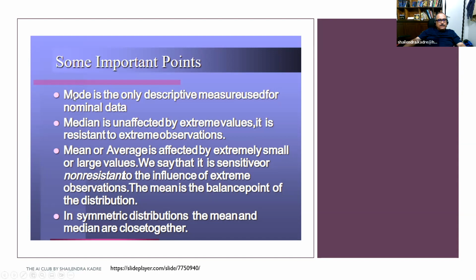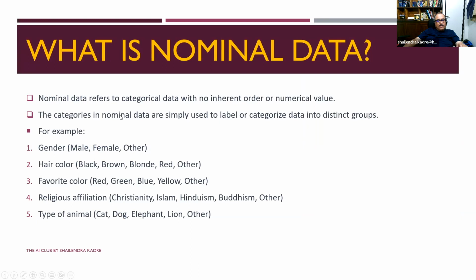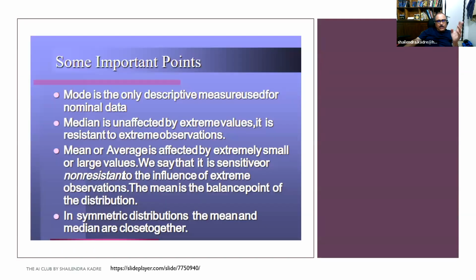Some important points. Mode is the only descriptive measure for nominal data. For this kind of nominal data, we have only one measure for descriptive statistics, that is mode. For numbers, we have two, mean and median, right? And then range, maximum, minimum, standard deviation, mean, mode, all these measures are there for numeric variables. But in case of nominal variables, mode is the only measure.